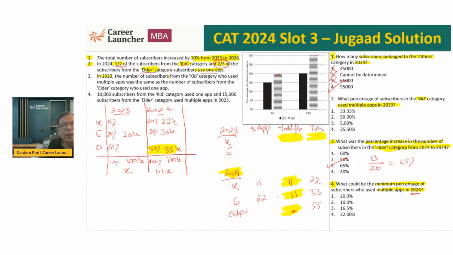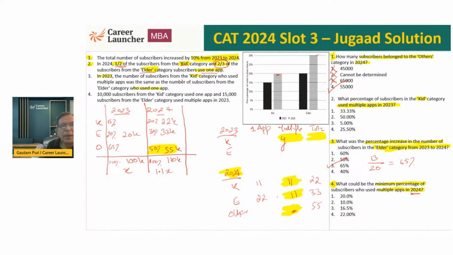In 23, the number of subscribers from kid category who use multiple apps was the same as the number of subscribers from elder category who use one app. Okay, no problem, let's write it down. In 23, the number of subscribers from kid category who use one app, if this is X, was the same as the number of subscribers from elder category who use one app. We took X over there, so let me take this as Y and this is Y. This is what it says: the number of subscribers from kid category who use multiple apps.